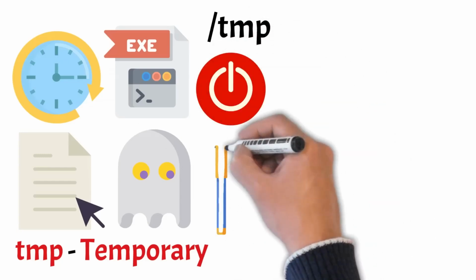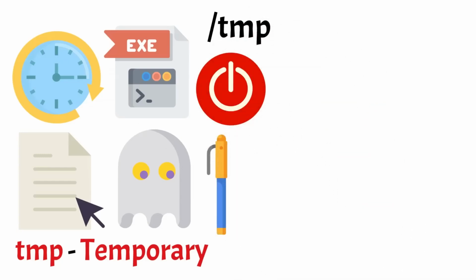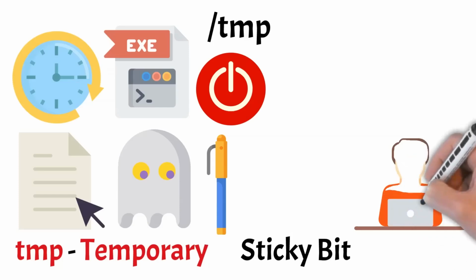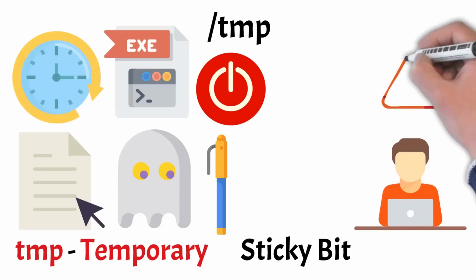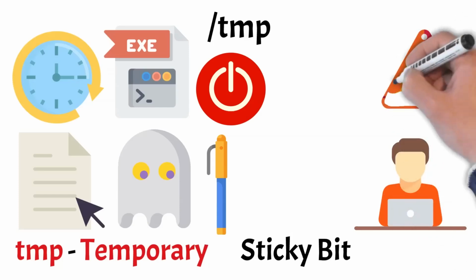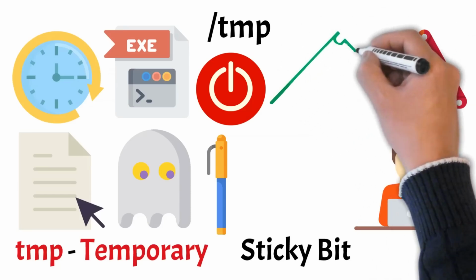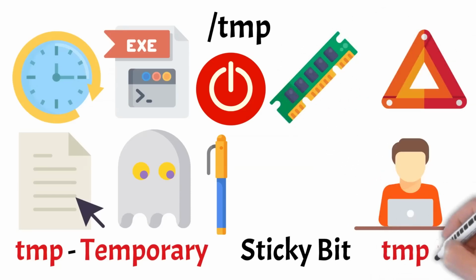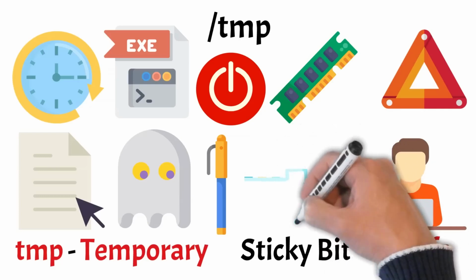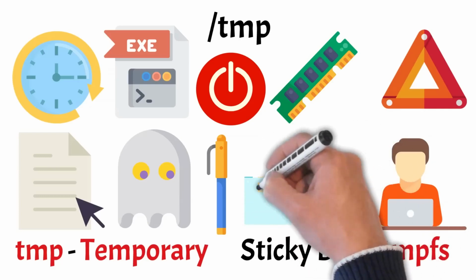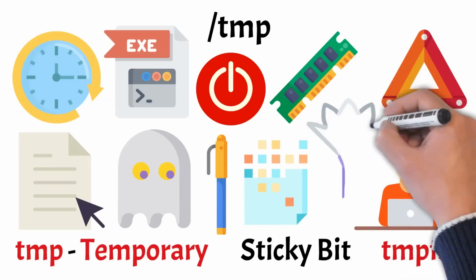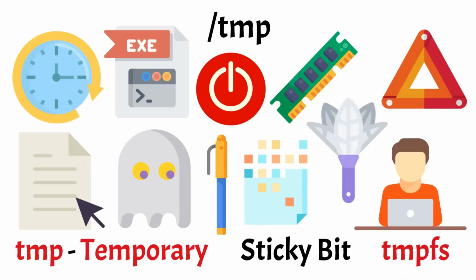TMP is writable by all users, but it includes a special permission called the sticky bit. This ensures users can only delete files they own, even though the directory is shared. This helps prevent accidental or malicious file deletions. It's also worth noting that because TMP resides in memory on some systems, using a tmpfs mount, writing large files here can consume RAM. For that reason, it's generally used for lightweight, temporary data only. Keeping it clean helps prevent clutter and maintain smooth system operation.